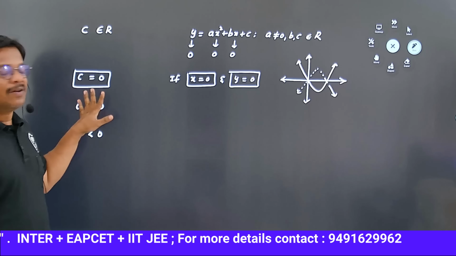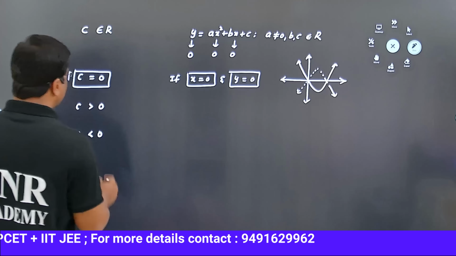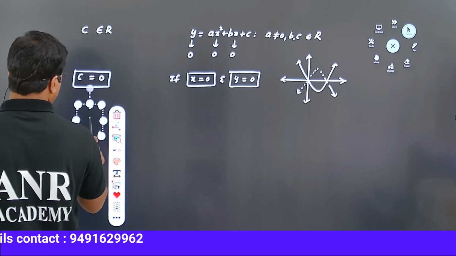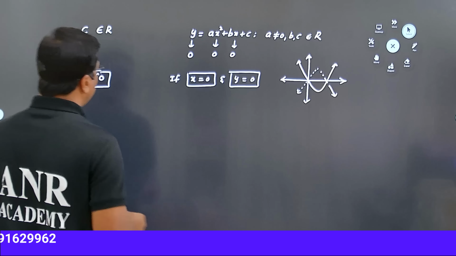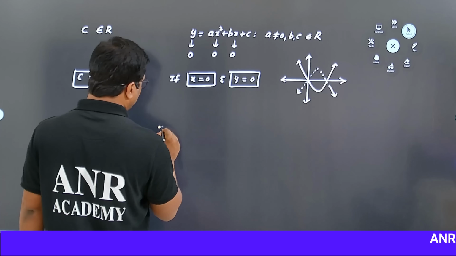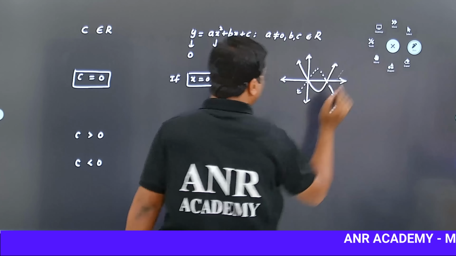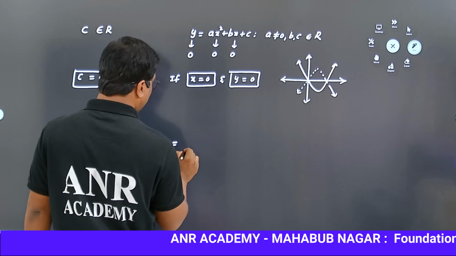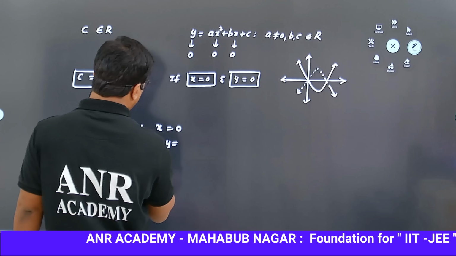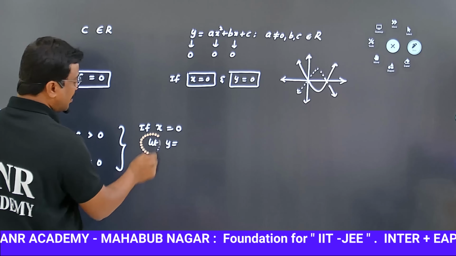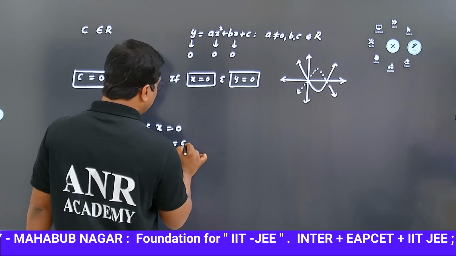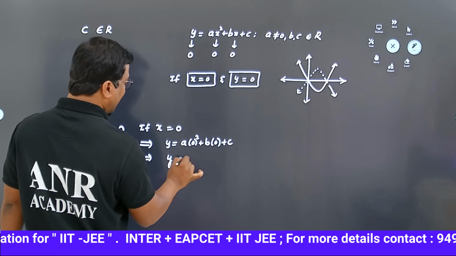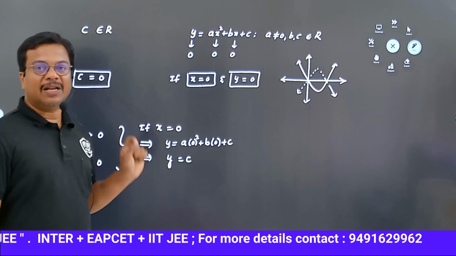In case the value of c is positive, and in the next case the value of c is negative, what happens? Observe. Suppose you put the value of x equal to 0, then what happens? Observe. In both these two cases, let us find y by putting x equal to 0. If the value of x is equal to 0, then what is the value of y? Observe. a into 0 square plus b into 0 plus c. That is, the value of y becomes c here by substituting the value of x equal to 0.